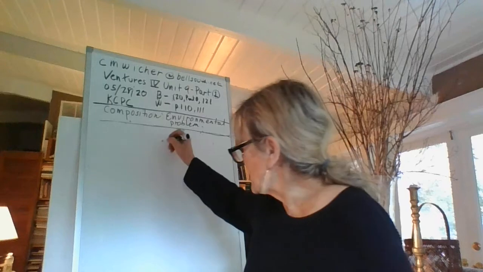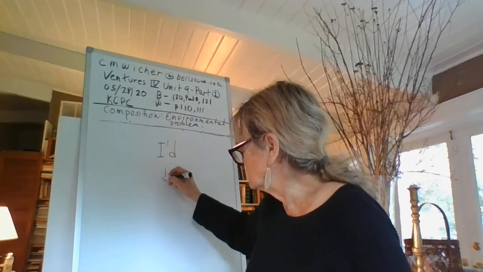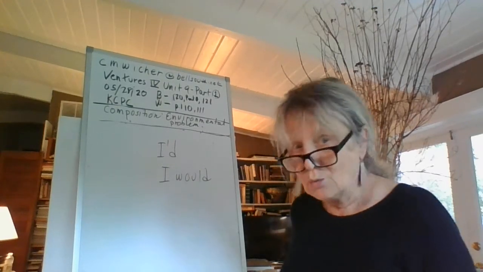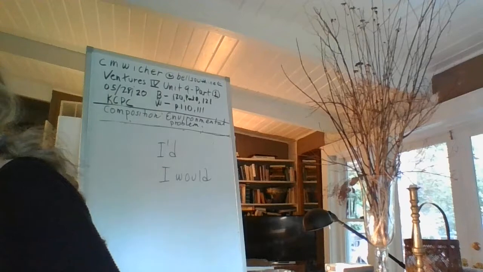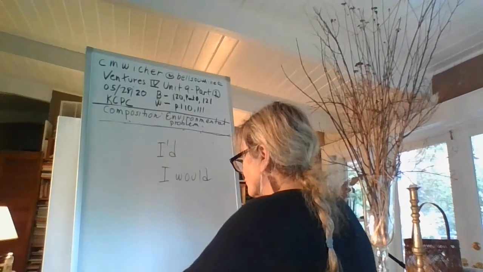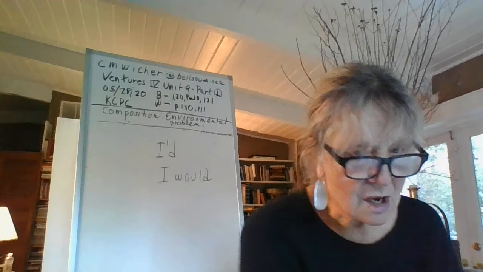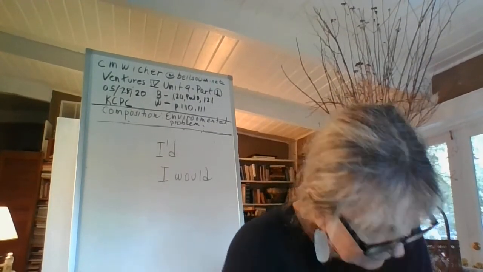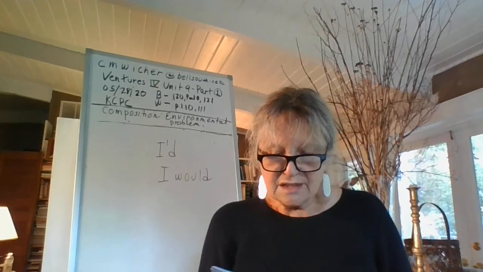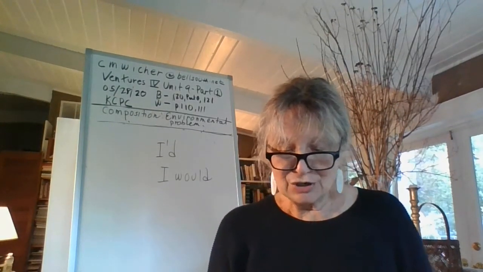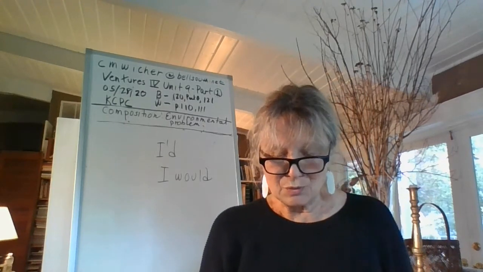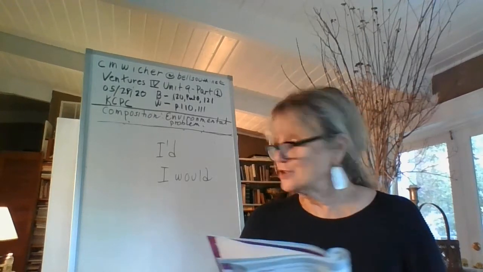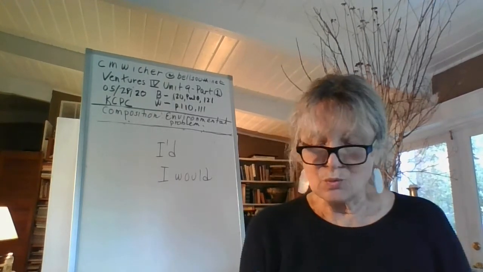And that was where the contraction I'd came from. The contraction for I would. Trying to make sure that you can see all that. The next one, if I were a bird, I'd fly all over the world. You are not a bird, so this is present unreal, so you're going to use the would part, I would.